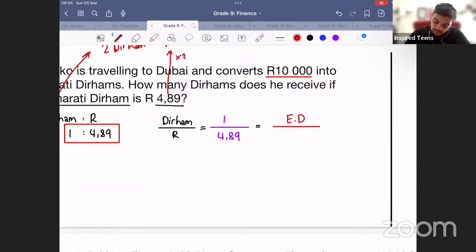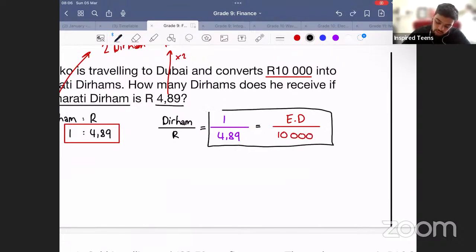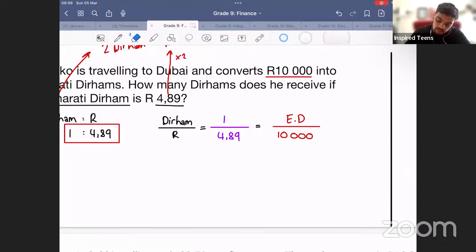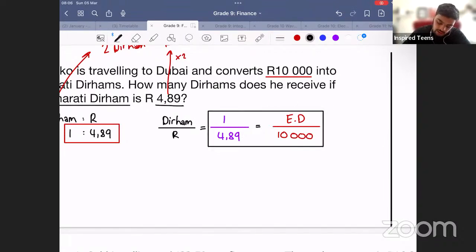And at the bottom is my rand, which is known, 10,000. And this is how we do it. We create this equation using fractions. Because the ratio is remaining constant, we can create this fraction and equate it to one another. They are equal to one another.